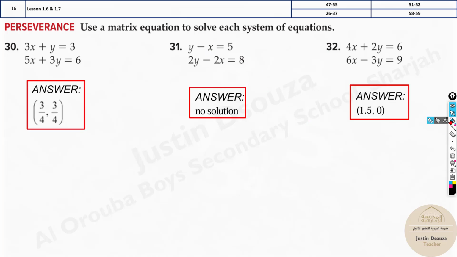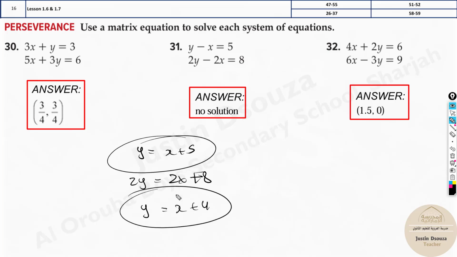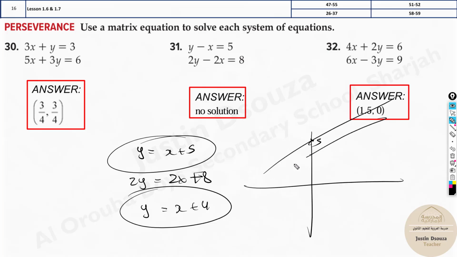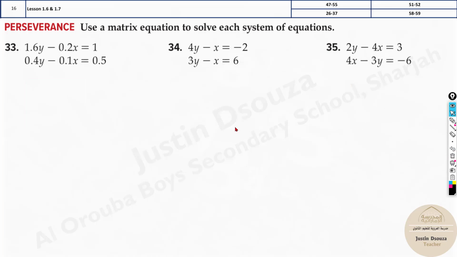Here also, you can do the determinant is 0, or you can also write it in slope-intercept form. It's y is equal to x plus 5. And over here it will be 2y is equal to 2x plus 8. But then divide throughout by 2, you're going to get y is equal to x plus 4. Now look at this. It's very, very close. If this is 5 and this is 4, they are very close, but they are parallel to each other. They will never touch each other. So that's how we solve those problems.